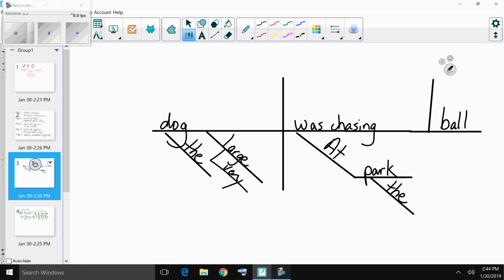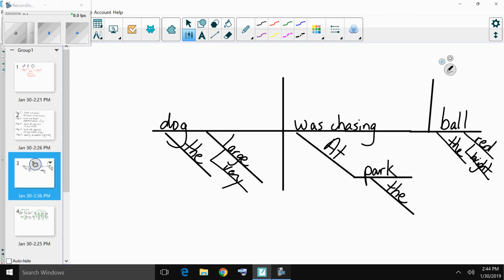Now remember, all modifiers hang on diagonal lines beneath the word they modify. So the, red, and then bright must hang beneath red. And that is the entire diagram for that particular sentence.